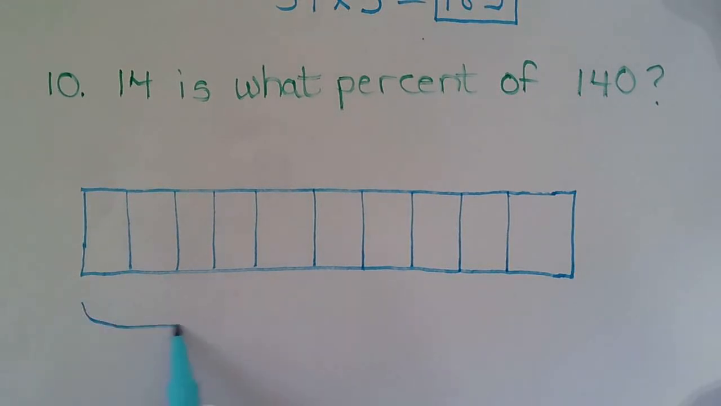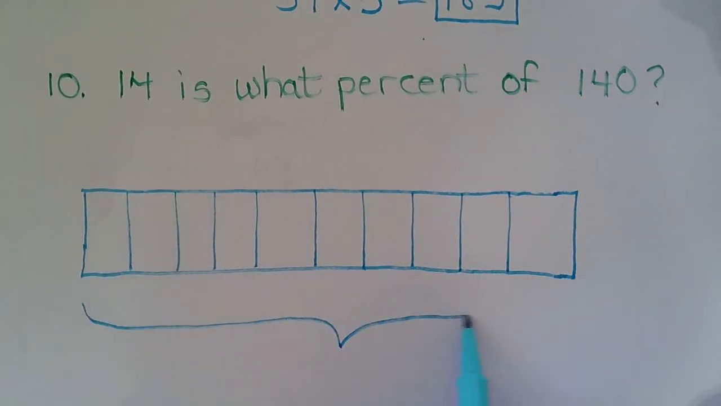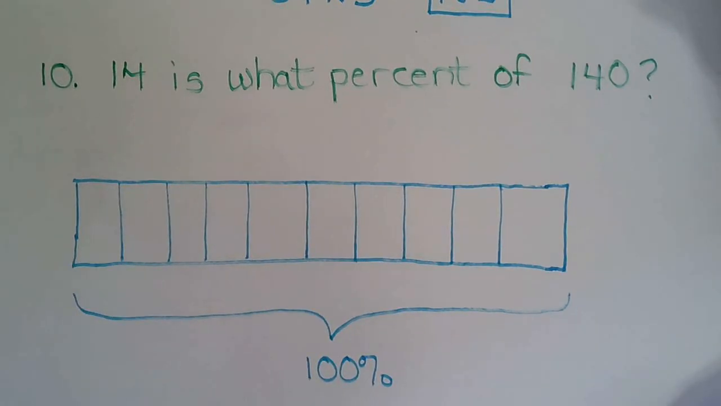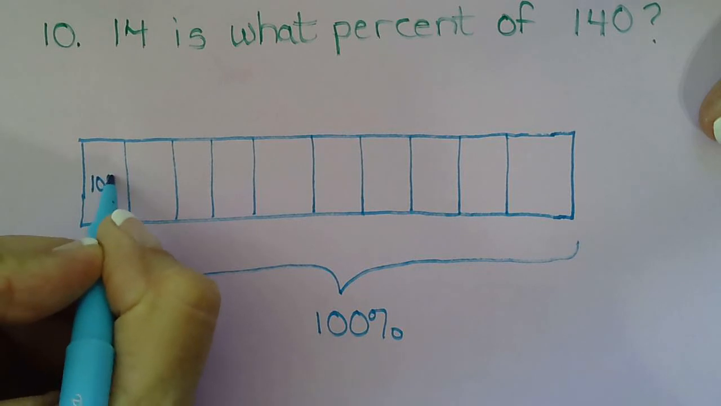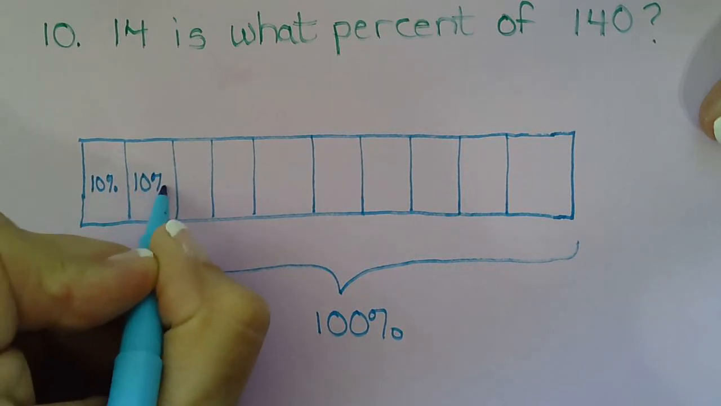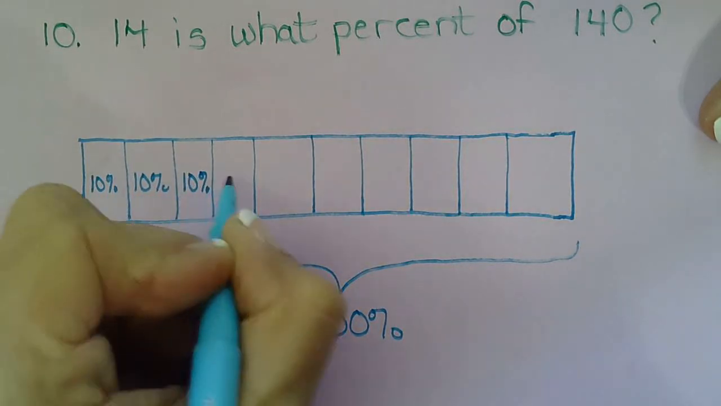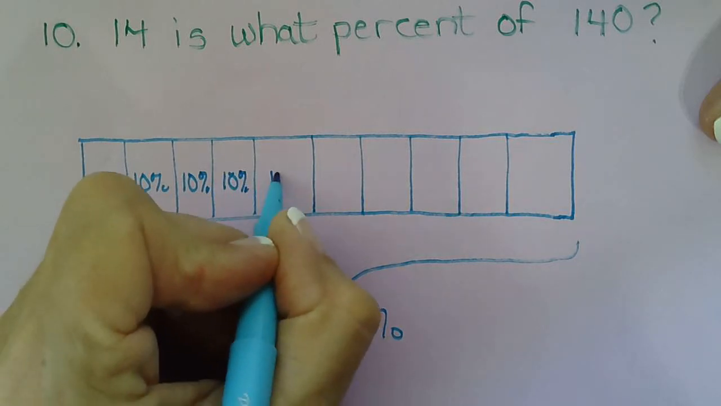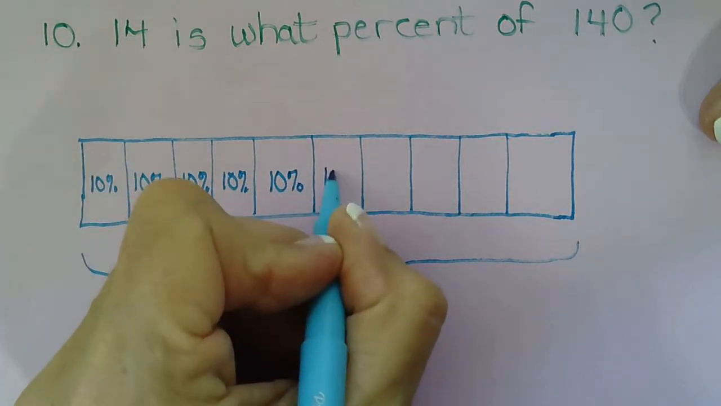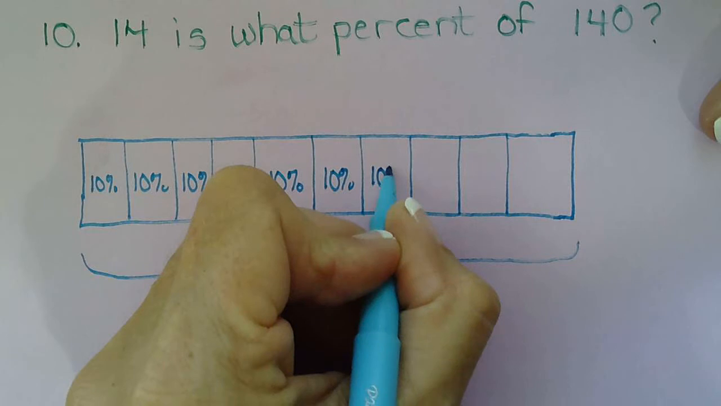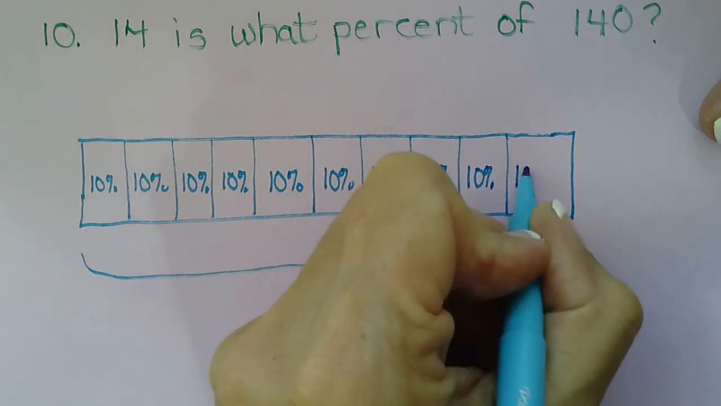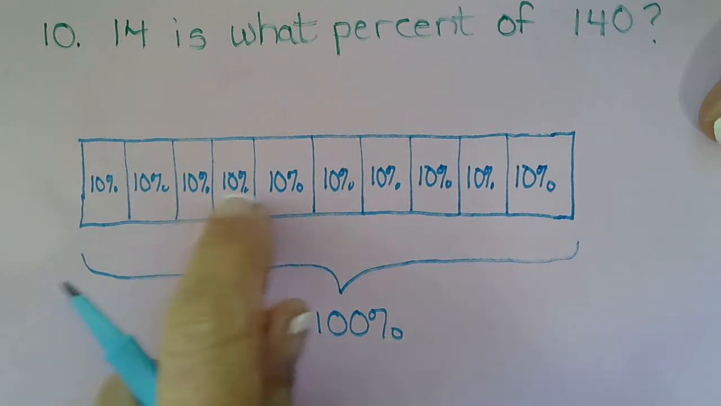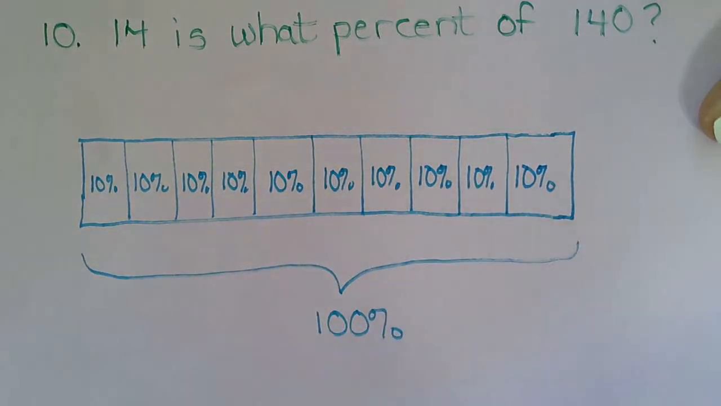And so if this is 100%, and remember the whole is always 100%, then that makes each of these, since there's 10 boxes, 10%. So that is my default. If I don't know the percent, I just make 10 boxes at 10% each, and usually I can figure out the answer from that. So 10 boxes, 10%. And so then we have 10, 20, 30, 40, 50, 60, 70, 80, 90, 100. There we are.